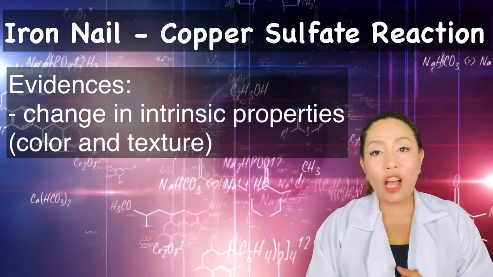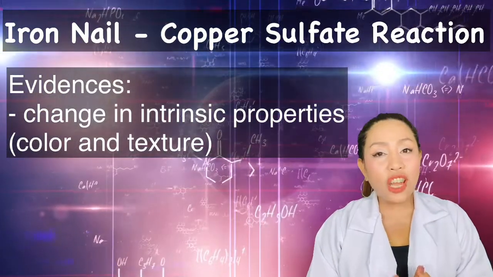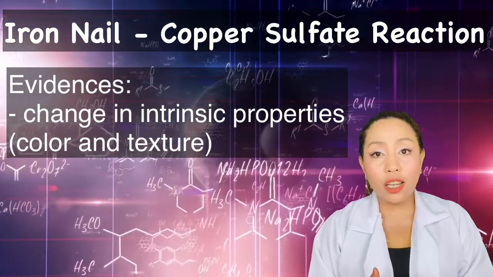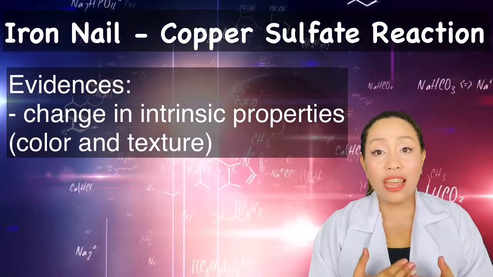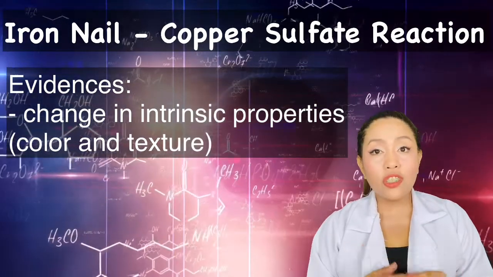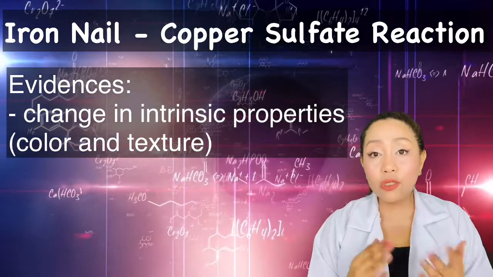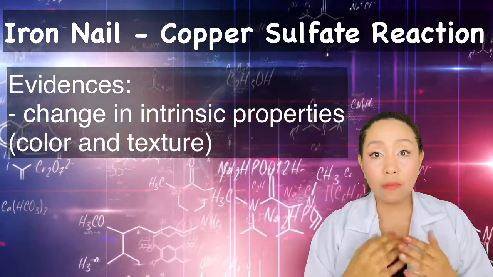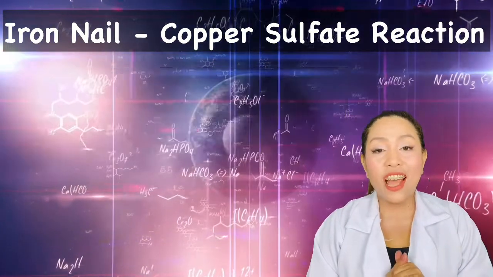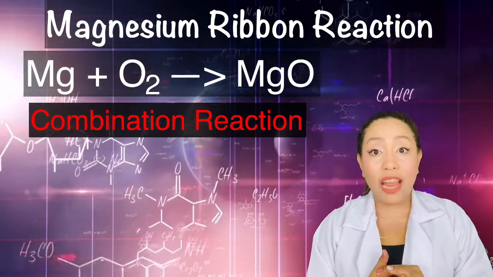And for the evidence of the chemical reaction, we have observed that there is a change in intrinsic property because the iron nail changed in color and also it changed in texture. Also, the copper sulfate solution changed from the color blue to green. So those are our evidences of the chemical reaction between the iron nail and the copper sulfate solution. Alright, so for the second one, we have the magnesium ribbon reaction.